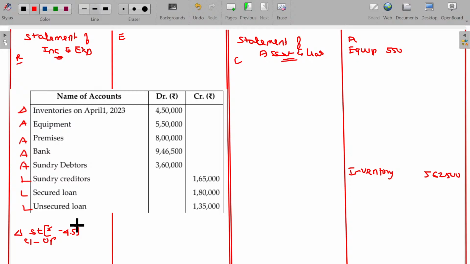The difference between opening and closing. Closing is higher. If the closing is higher, then what happens? It's a gain. How much is that? 450 becomes 5 lakh 62,500. 1 lakh 12,500 increases. 1 lakh 12,500. Clear?